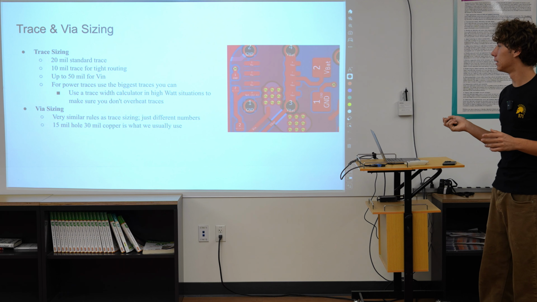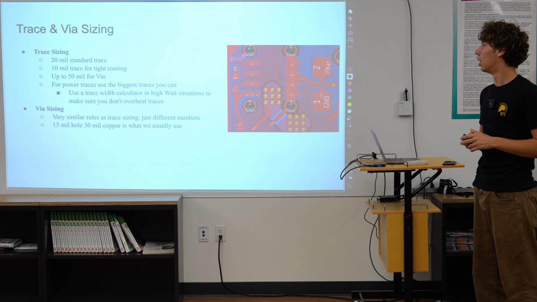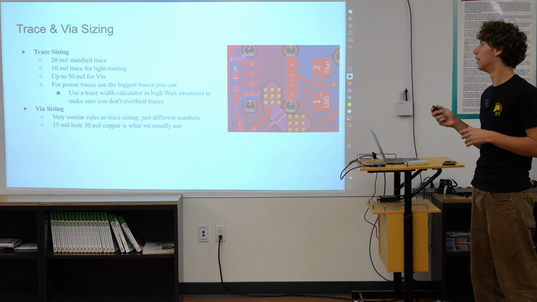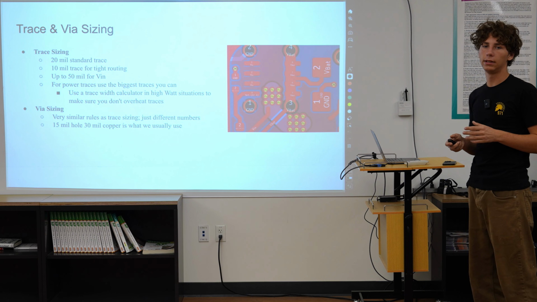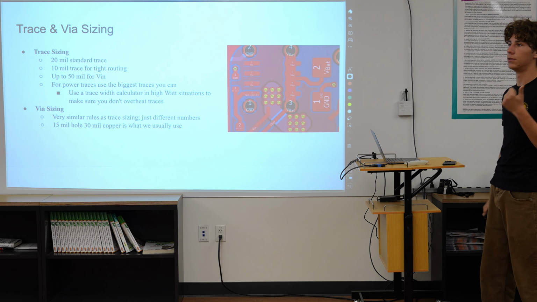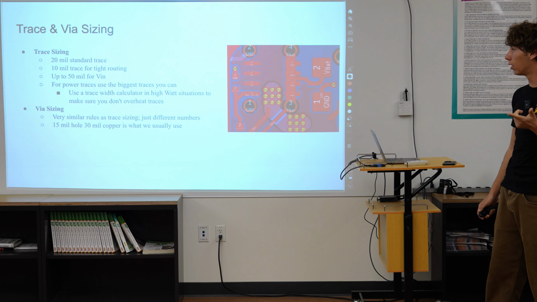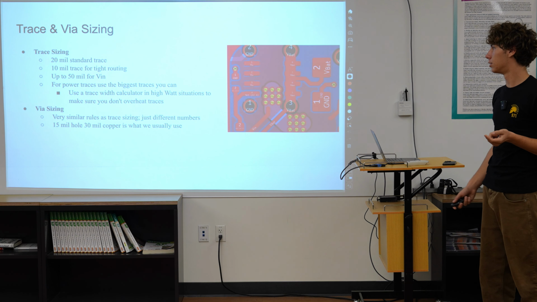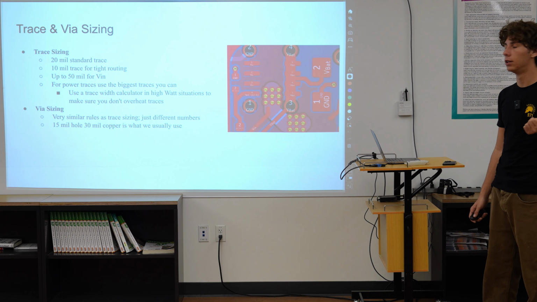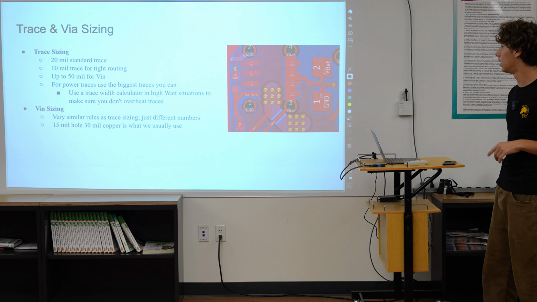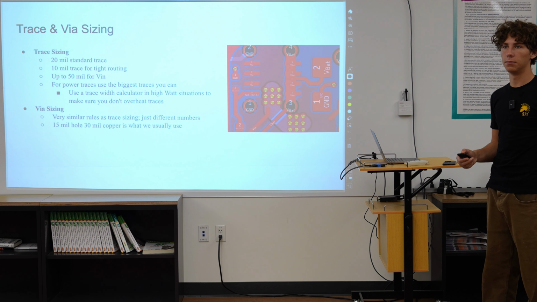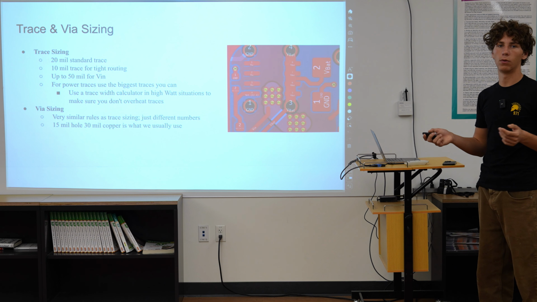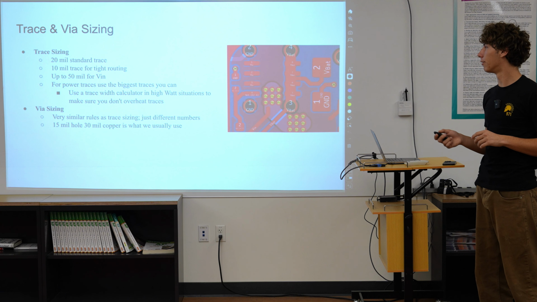So for trace and via sizing, here's just a couple standards that we go by. We use essentially 20 mil standard trace. It's going to be around that, and then a 10 mil trace for tighter routing. Basically, it all depends on if you're using a sensitive signal or if you're just doing like power. For power, basically use any trace width that's not going to overheat the trace. But for sensitive signals, I would recommend sticking with one trace width throughout the entire length of it. And then if it needs to be impedance matched, obviously impedance match it. We use up to 50 mils for VIN, but obviously depending on what your VIN is, you can use whatever thickness you want.